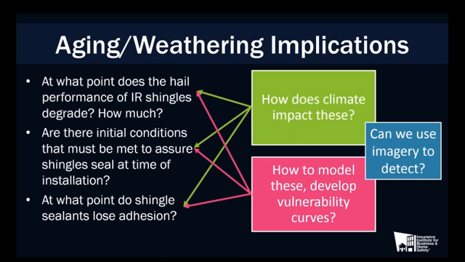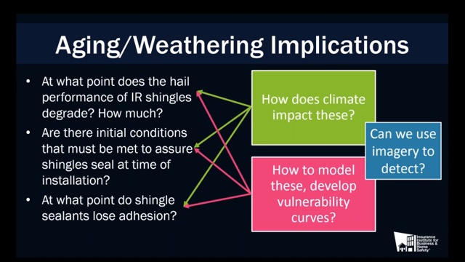Does it always seal initially? Does it become unsealed at any point? And that has big implications in the wind side of performance in particular. So we're trying to understand these factors. Are there ways that we can model these such that we can develop vulnerability curves that really predict the true performance as these are expected to perform in their life cycle?